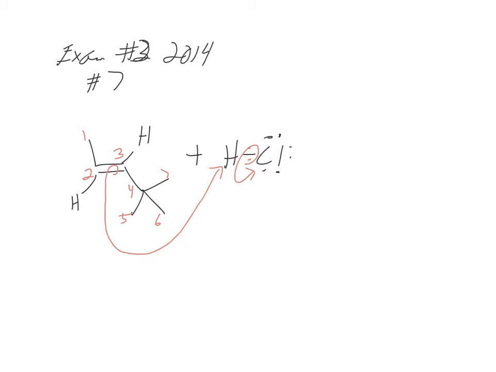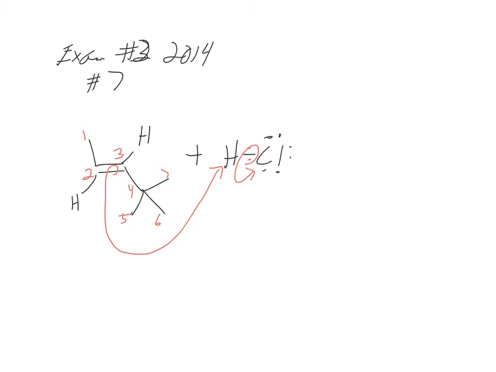Which one's more substituted? Carbon 2 is bonded to what carbons? 1 and 3. So what kind of carbocation would that have made? Secondary. Carbon 3, what's it bonded to? 2 and 4. So what kind of carbocation would that make? Secondary. Well, you'd get a mixture of products here.